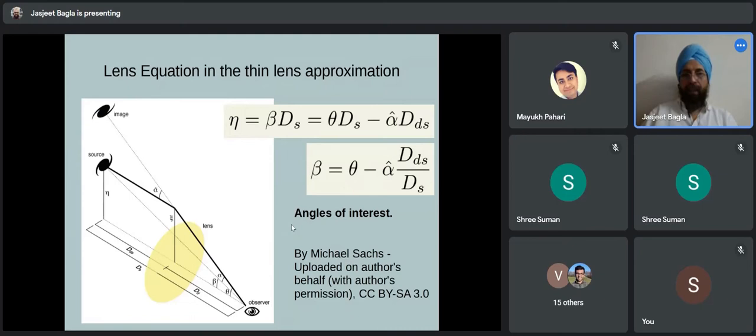So the mapping is essentially inverted. We know that light rays are coming from the source to the observer, but the map is described in terms of angles as seen from the perspective of the observer. So we are shooting rays backwards over here. But this turns out to be a convenient approach to the whole problem.